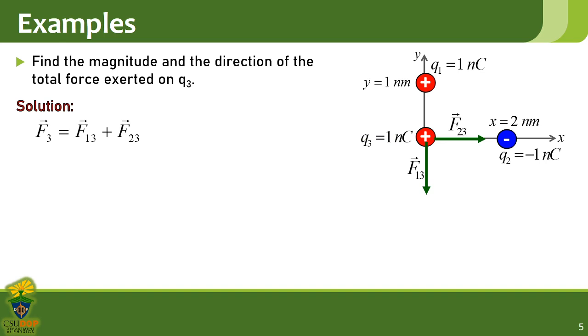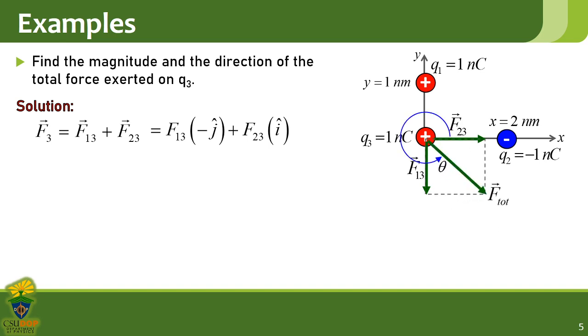Q1 will push Q3 down, while Q2 will pull Q3 to the right. In terms of vectors, these forces are given as these. The total force vector will then be located in quadrant 4, and we expect the direction or the angle to be between 270 and 360 degrees. Knowing the directions of each component vector, we are left to solve for the magnitudes.